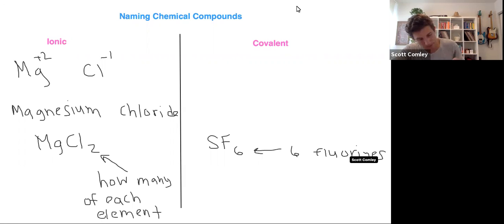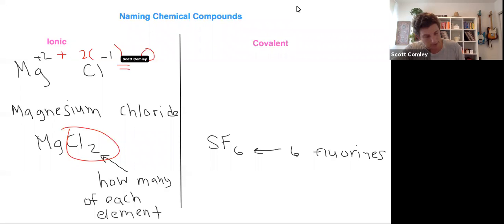Okay. Well, why do we need 2? I'm going to do this in red. Why do we need 2 chlorines? Well, we want the charge to equal 0. Well, I have a +2 and a -1. I need 2 -1s, so I multiply that by 2. That just means I have 2 chlorines.